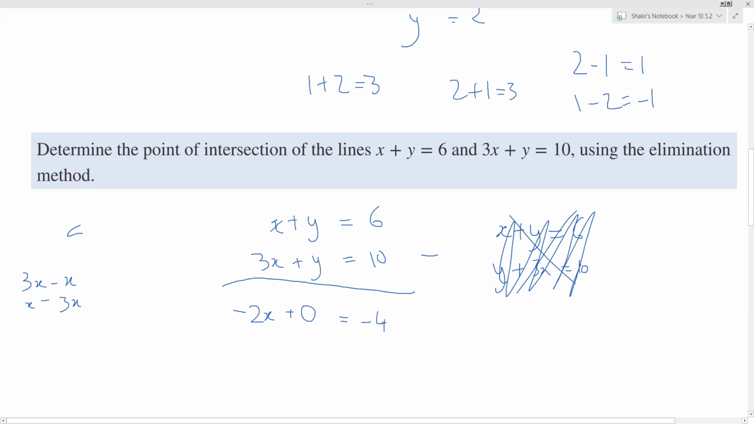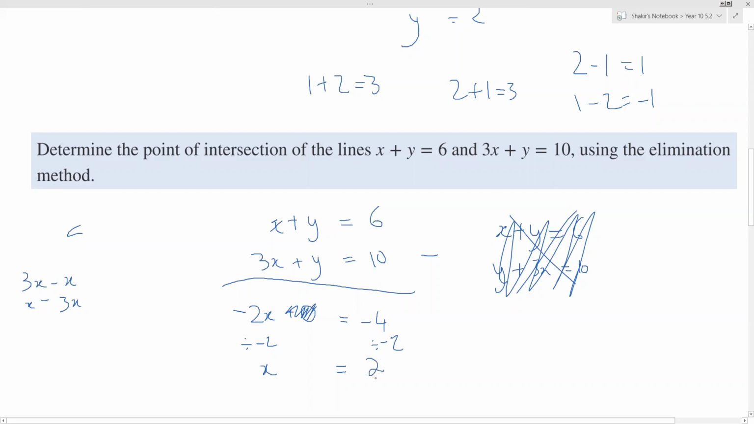You have negative 2x is equal to negative 4. I'm going to divide every term on both sides by negative 2. So divide this by negative 2, divide that by negative 2, and you're left with x is equal to, and by the way, plus 0, you don't really have to worry about. So negative 4 divided by negative 2, giving you just 2.